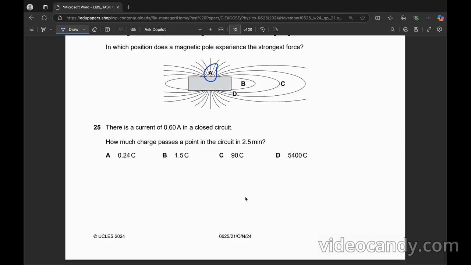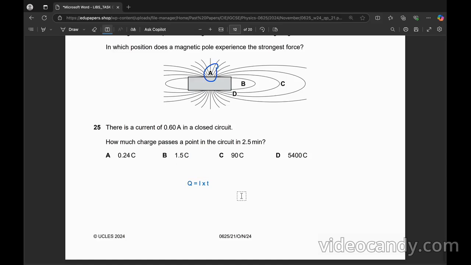25. There is a current of 0.60 amperes in a closed circuit. How much charge passes a point in the circuit in 2.5 minutes? So you have to know this equation, right? Charge is equal to current times time, and the time is in seconds.